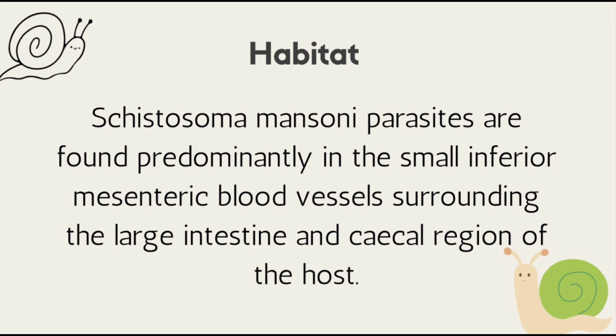So now we're going to talk about the habitat. Schistosoma mansoni parasites are found predominantly in the small inferior mesenteric blood vessels surrounding the large intestine and caeca region of the host. So imagine these parasites as tiny creatures that love to live in the blood vessels near the bottom part of your intestine, especially around the large intestine and a place called the caeca region. They settle there and cause problems for the host, which is the person they're living in.